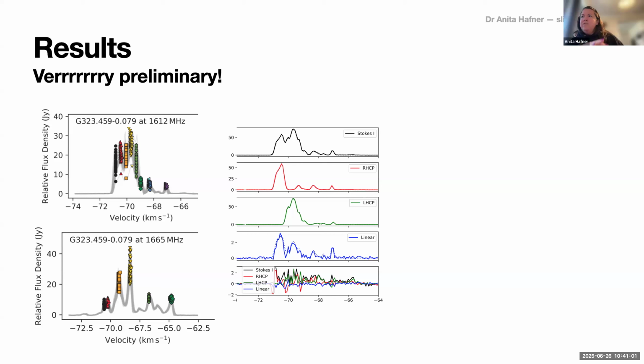But from the Gaussian fitting, acknowledging, of course, that these features are probably not Gaussian, but I'm just trying to get a model, I might end up adding some of the fluxes together.